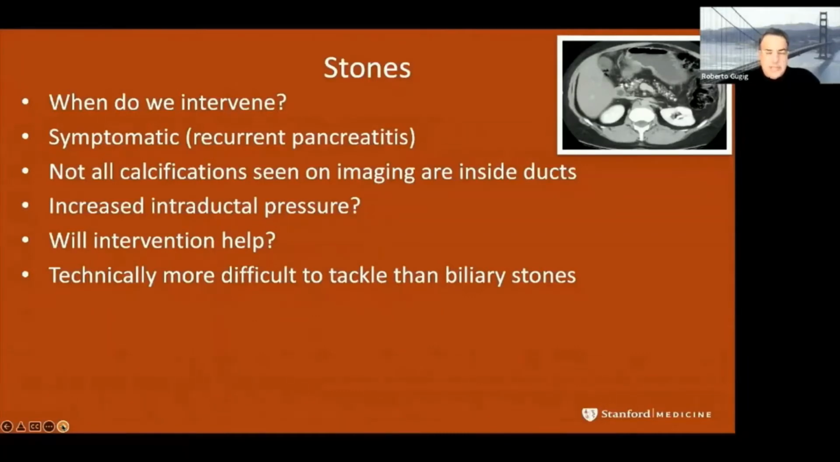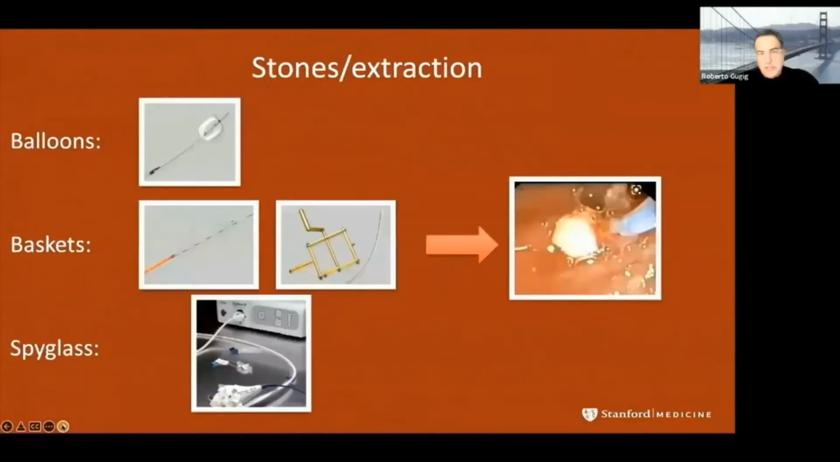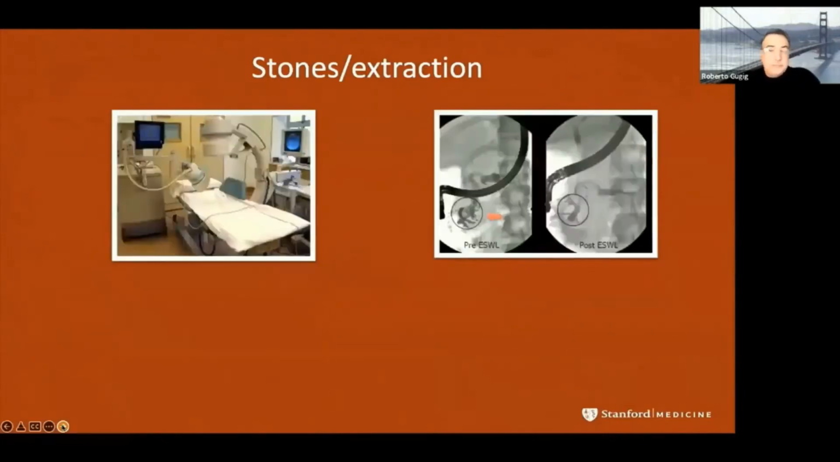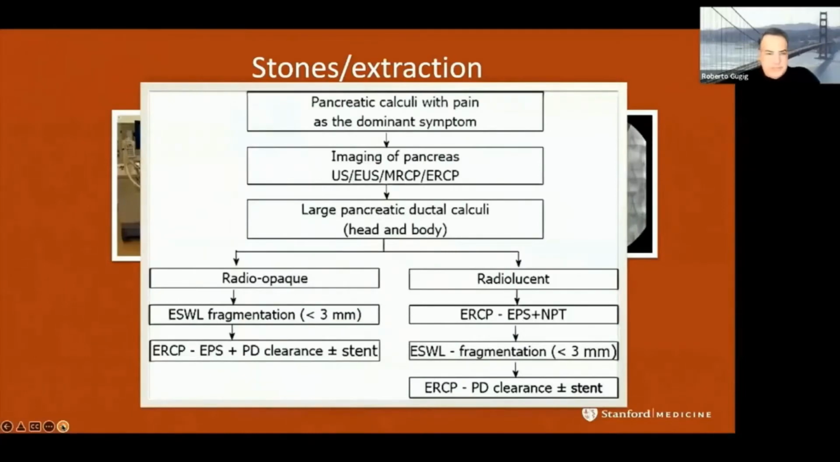And just to throw this out there, pancreatic duct stones are really more technically difficult to tackle than biliary stones. So just keep that in mind. We have a variety of accessories to use. We use balloons and baskets and sometimes intraductal lithotripsy using a cholangioscope such as SpyGlass. And we really sometimes need the use of extracorporeal lithotripsy. This is done mostly in nephrology or urology centers now, not in GI centers. And we are using this, I would say, less and less. I don't remember the last time that I sent a patient to have extracorporeal. What we're using the majority of the time is intraductal lithotripsy.